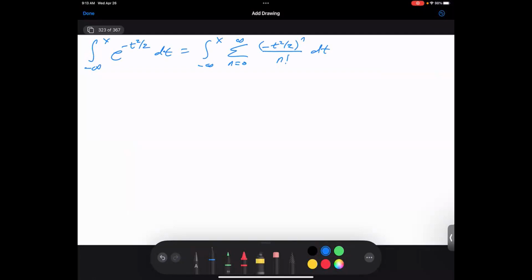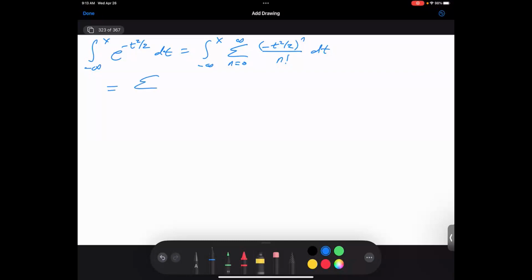This is essentially like a double integral. Instead of having two integrals, I have an integral and a sum. What would you like to do to the integral and the sum? Yeah, just switch the order. So let's switch the order. If we switch the order, I can pull out a lot of things.